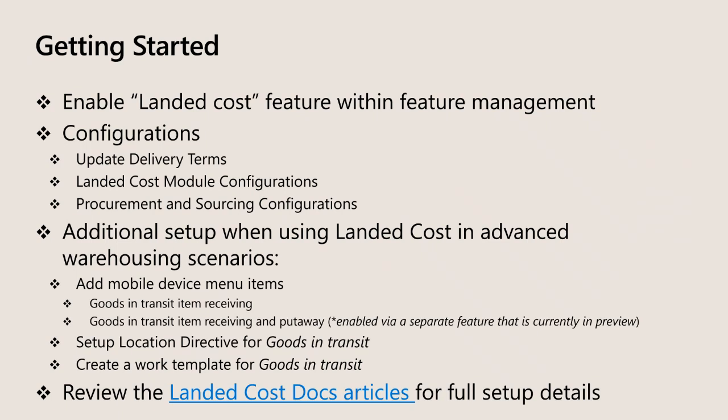There are some additional setups outside of those three main building blocks around the module configuration parameter settings. We also have, if you're going to be using landed costs in an advanced warehouse or WMS or WHS, depending on what you want to call it, some additional setups that are listed. You need to add some menu items for those goods in transit orders. And then we also have to set up some location directives and work templates for that new order type in the system as well. And as I mentioned, there's a link to the landed cost docs article that will walk you through, step by step, all of these various setups that are required.